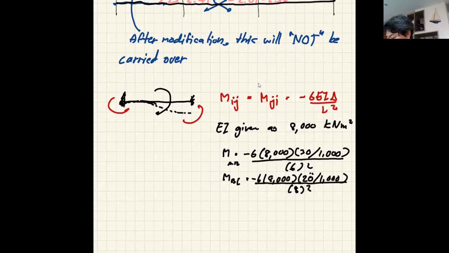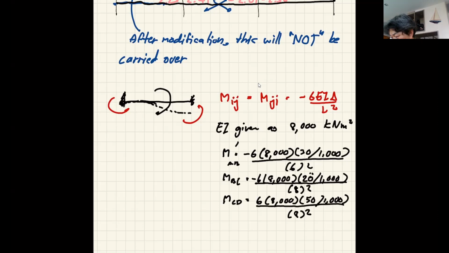And then MCD, this guy, the member is rotating counterclockwise, so you have the clockwise moment, so it's plus 8,000, and the settlement is 50 millimeters. Okay, and the length of the member is 8.